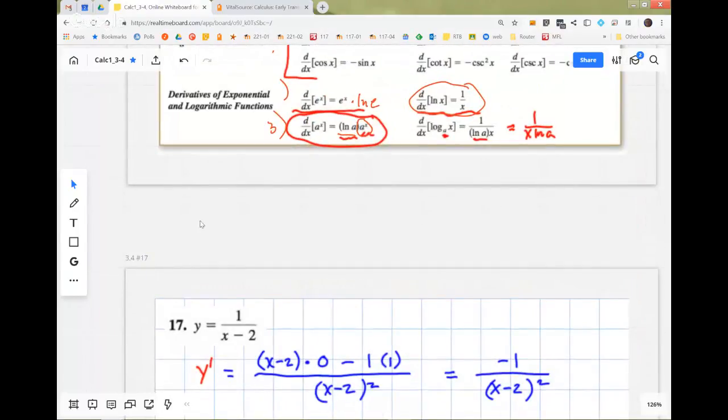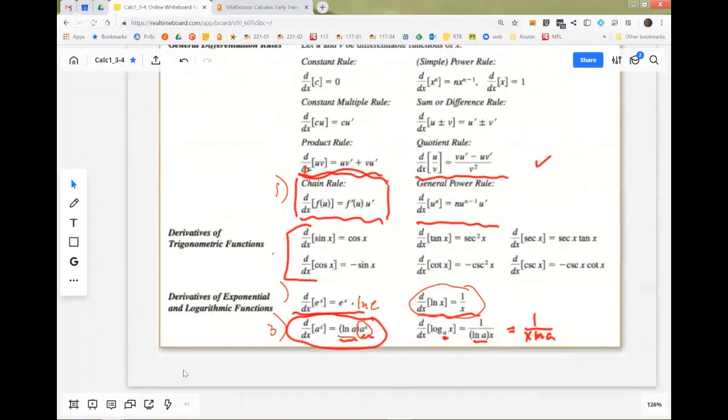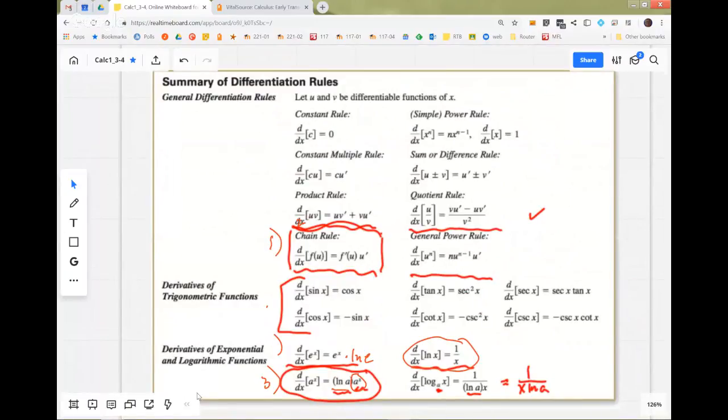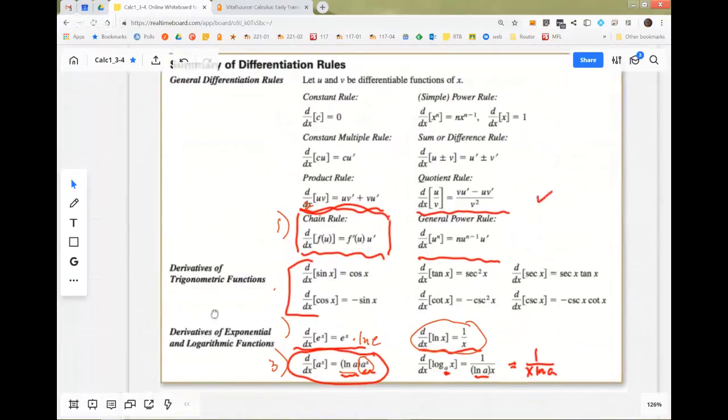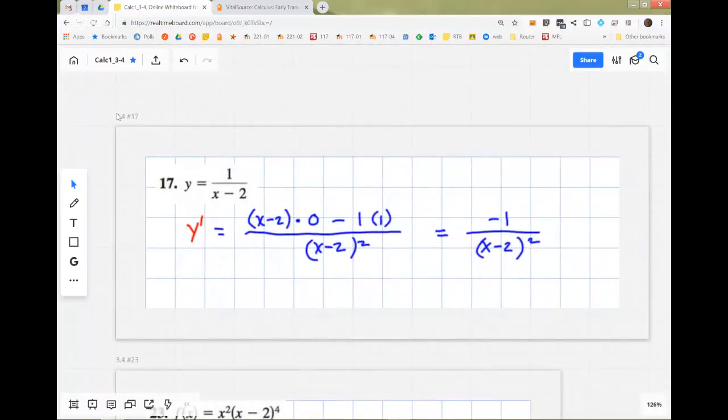Now I want to do some problems with you. Does anybody have any questions? So we want to do some 3.4 problems, examples, and that's what we're going to do. So the first one I picked out is number 17. This is pretty straightforward. So what did I use here?